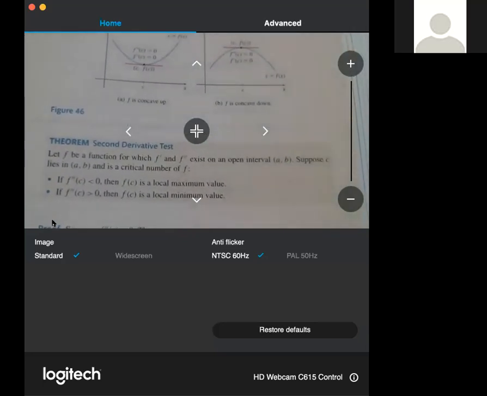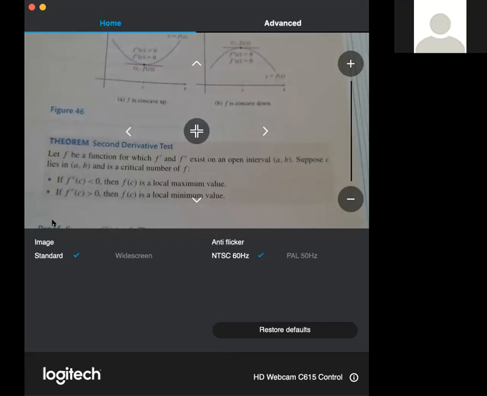Okay, so if you look at that with me, the second derivative test now: if f prime and f double prime exist on open interval (a, b), suppose c, a critical number, lies in the range of a to b. It's in that region. So if you plug the critical number into the second derivative, and that answer is negative, less than 0, then that means it's concave down, and that means you've got a local max.